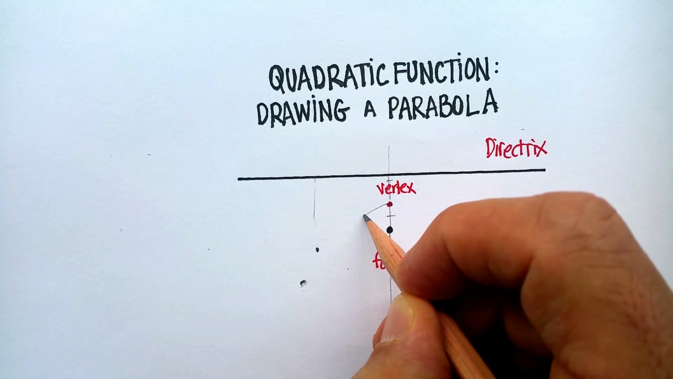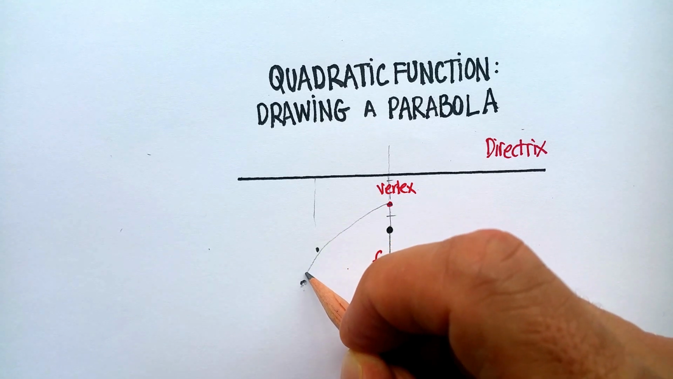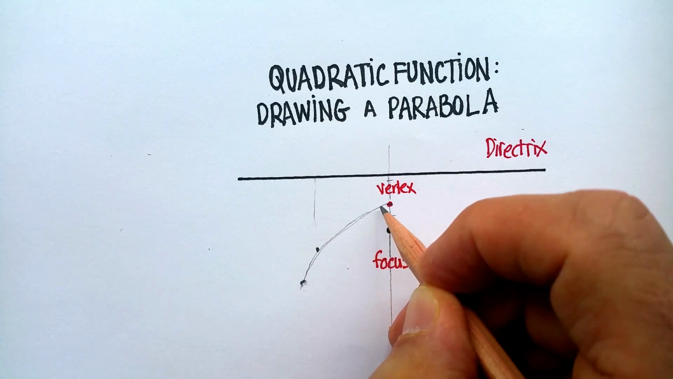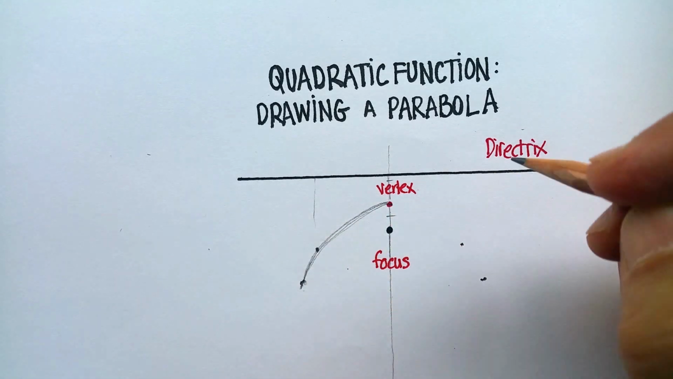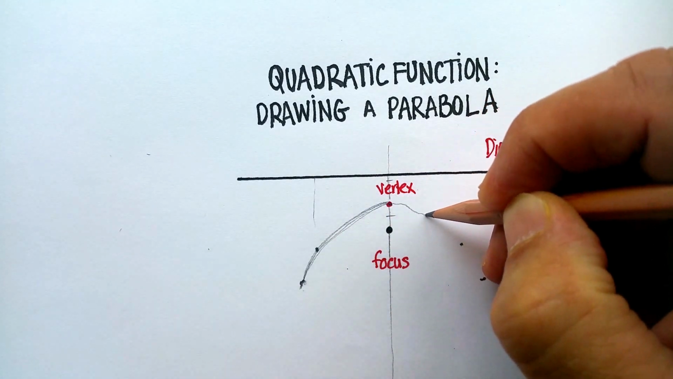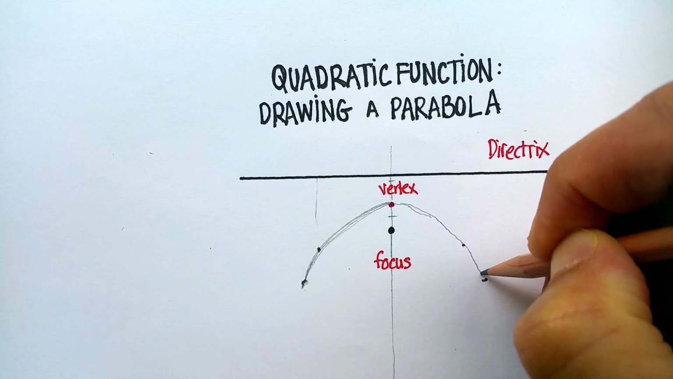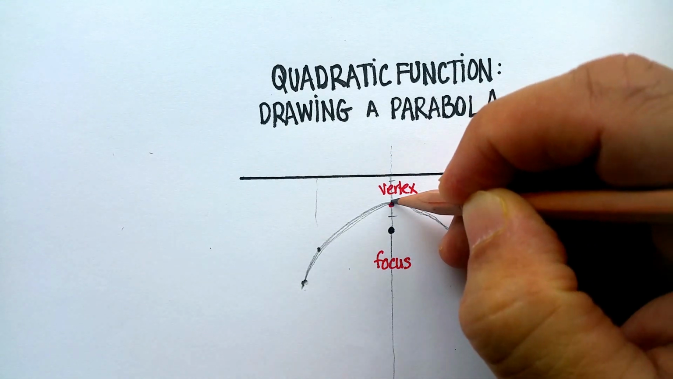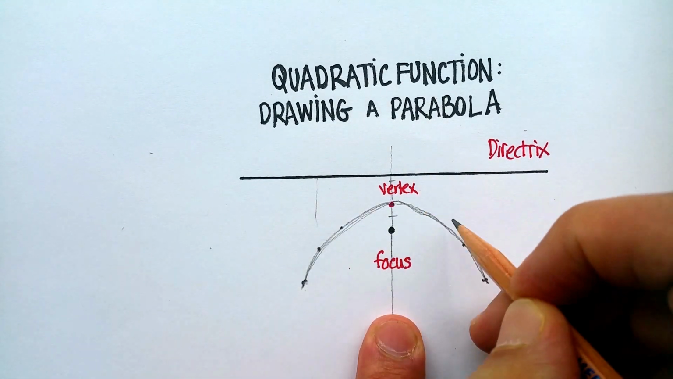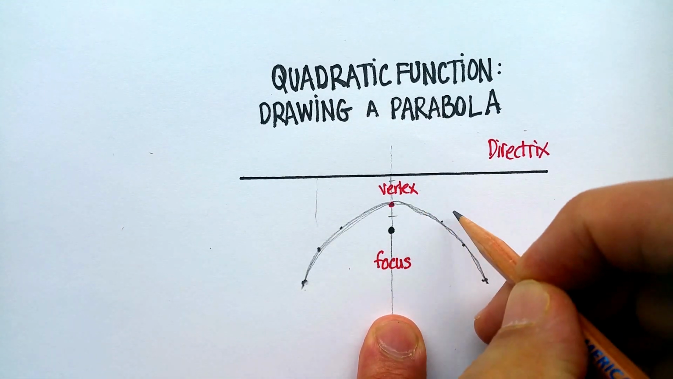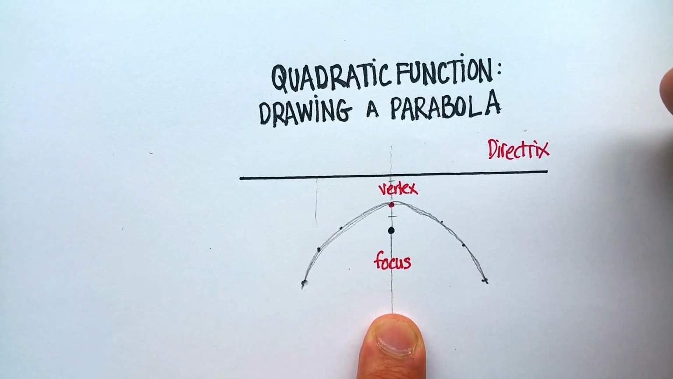So here, whoops, not too bad there, right? So there's that, and then let's see if I can make it work on this side as well. All right, so I've started to create a parabola, and each of these points should be the exact same distance from here to here and there to there.